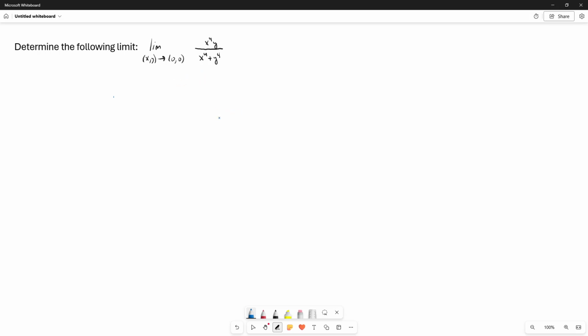So we're going to show that the function x to the fourth y over x to the fourth plus y to the fourth is between negative absolute value of y and absolute value of y. And this is because x to the fourth over x to the fourth plus y to the fourth is at least 0 and less than or equal to 1. X to the fourth and y to the fourth being positive, this denominator is at least as big as the numerator, and so the fraction is between 0 and 1.